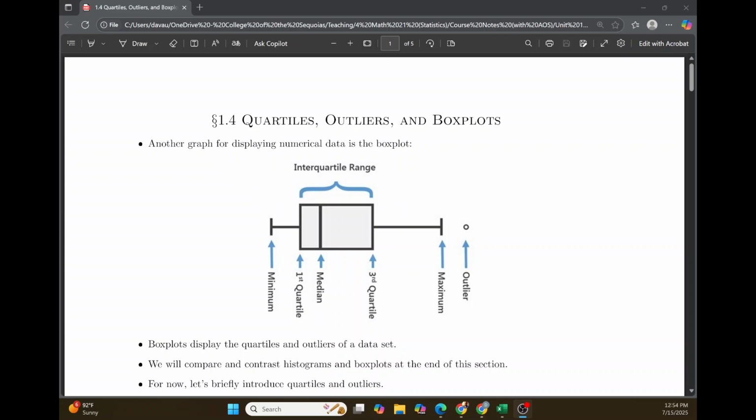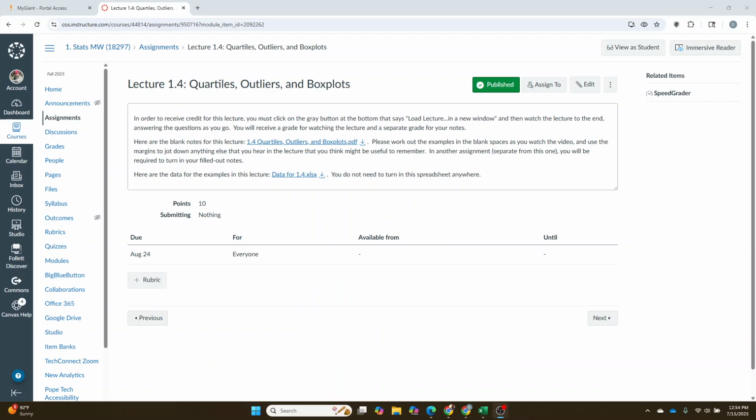In this lecture, we'll cover section 1.4 about boxplots. Before we dig in, make sure to go to lecture 1.4 on Canvas, download the notes, and download the data set for this data. So let's dig in.